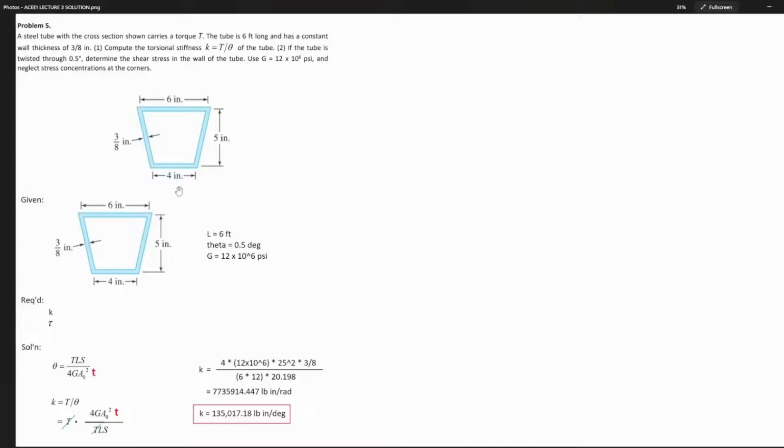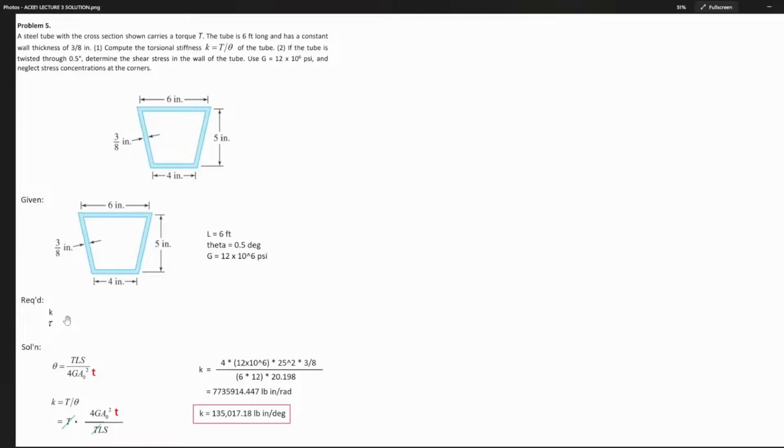Okay, so given, first let's write the given. We just copy the figure, and then you write the additional information. L equal to 6 feet, theta is 0.5 degree, G is 12 times 10 raised to 6 psi. So, what is required? Torsional stiffness K and the shear stress.